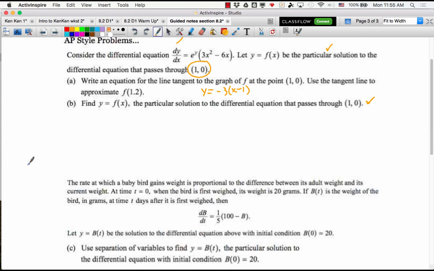Gotta separate the variables, have to integrate. So we're gonna do this, we're gonna say dy/dx equals e to the y times 3x squared minus 6x. Now we gotta divide by e to the y, so it's e to the negative y dy equals 3x squared minus 6x dx.